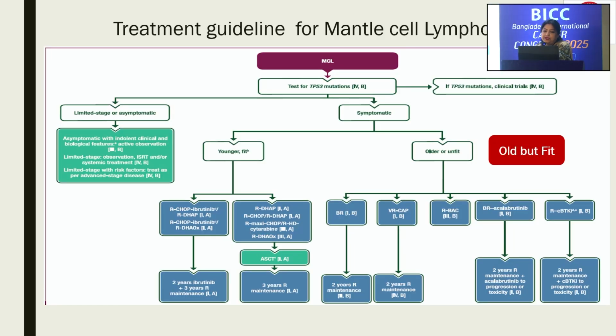Young patients should be treated with intensive chemotherapy, R-DHAP alternating with R-DHAOx, or oxaliplatin-containing chemotherapy, alternating with R-CHOP, followed by consolidative autologous stem cell transplantation. This is the standard of care. An elderly patient should be treated either with the bendamustine and rituximab protocol or BTK inhibitors, followed by maintenance with rituximab for 2 years.